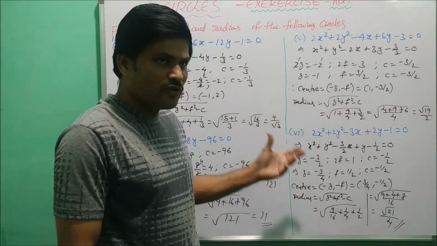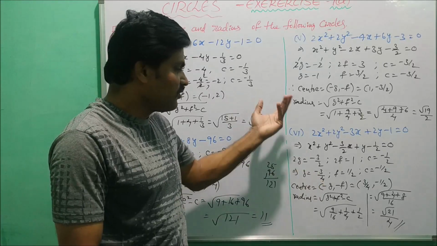So these are the solutions of the given 4 sums. Next, continue with the remaining sums.